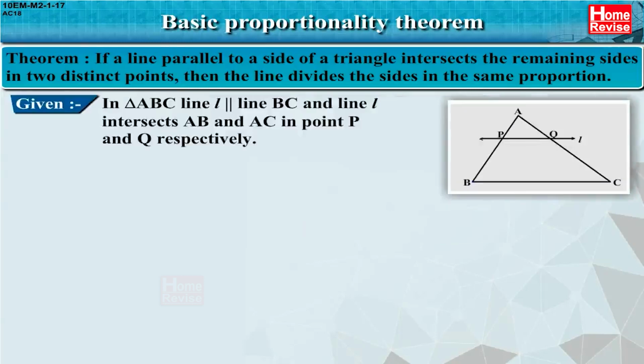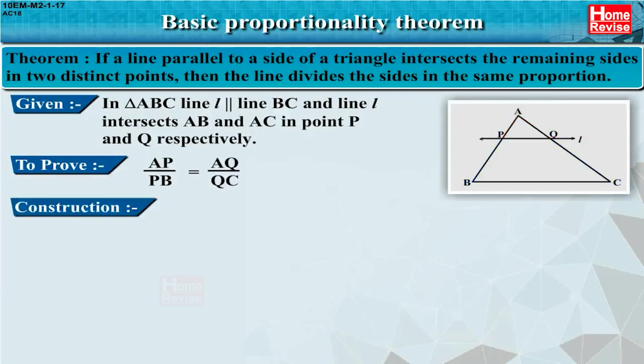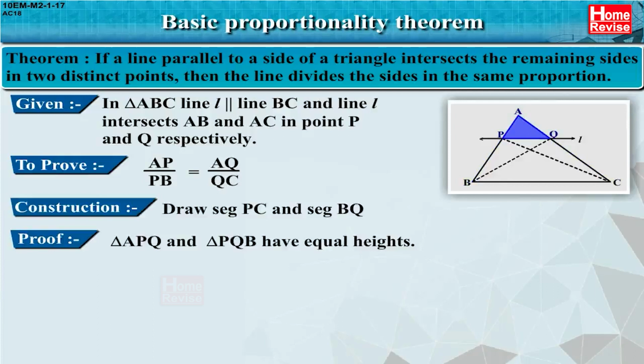Given, in triangle ABC, line L is parallel to line BC and line L intersects AB and AC in points P and Q, respectively. To prove AP upon PB is equal to AQ upon QC. Construction. Draw segment PC and segment BQ. Proof: triangle APQ and triangle PQB have equal heights.